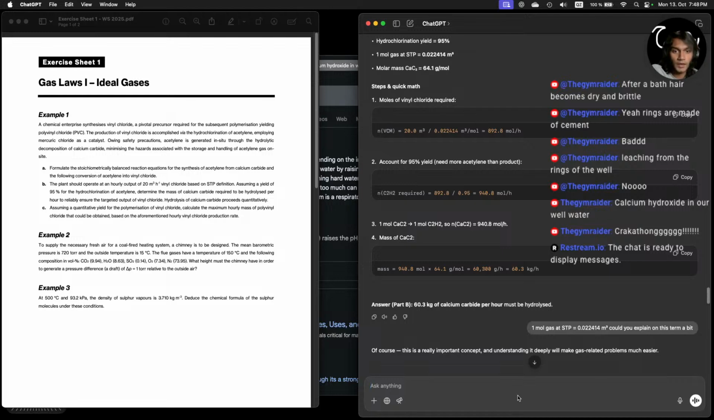After a bath, hair becomes dry and brittle. Oh, that's how you know. Okay. No?